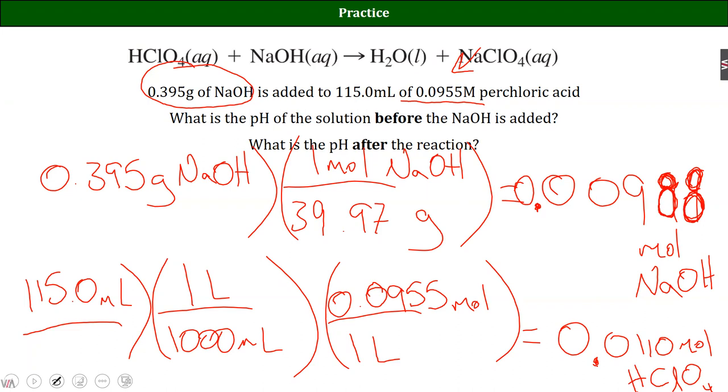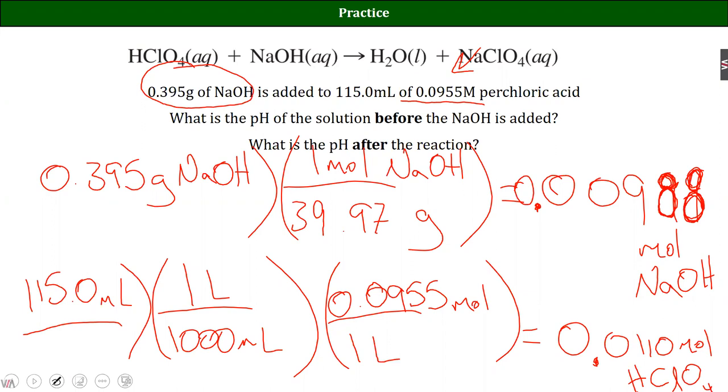So now, again, remind yourself where we're trying to go. What are we trying to answer here? The pH after. So this tells us how many moles we have of both of our reactants. If we want to know the pH after, we need to know the concentration of acid that's left over, the excess. And then we need it in moles per liter.